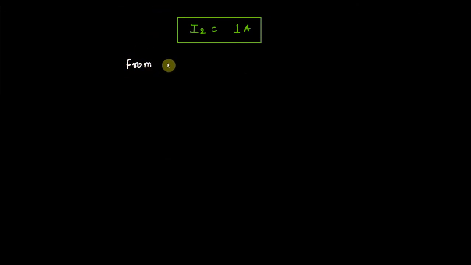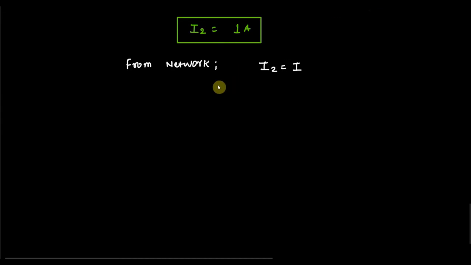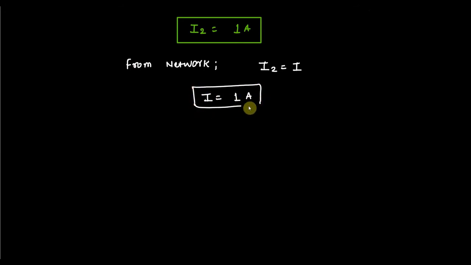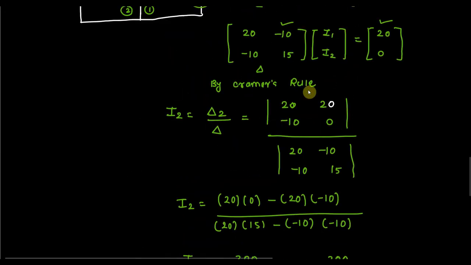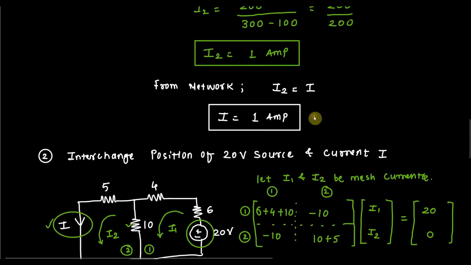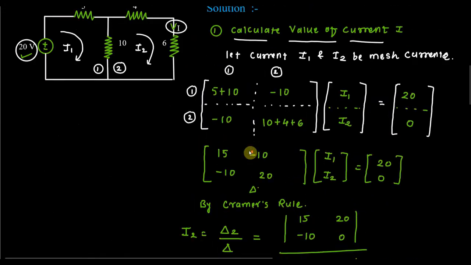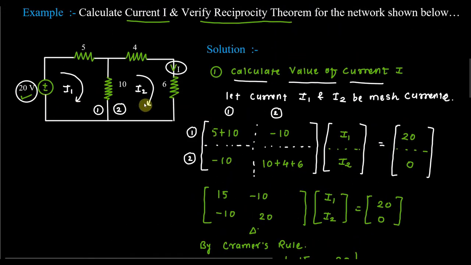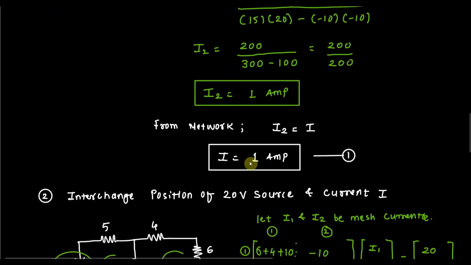From network, your I2 is equal to I. So your I comes out to be 1 ampere. And I will give this as equation number 2 because we already found equation 1. So this will be equation 1. You can see that we have found this current I without interchanging the voltage source and current. There we get the current as 1 ampere.